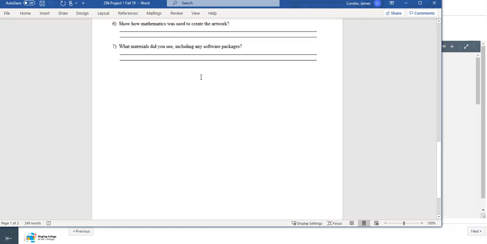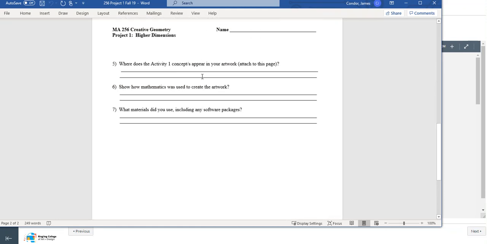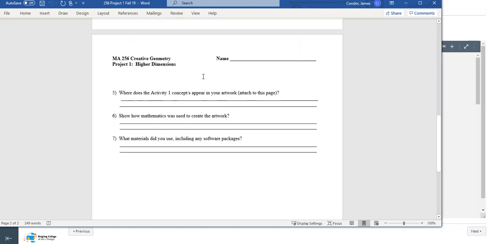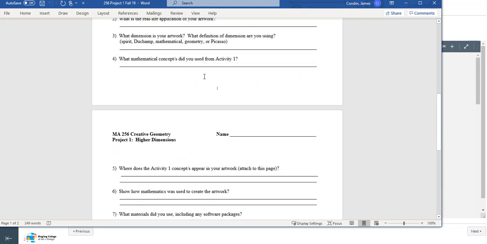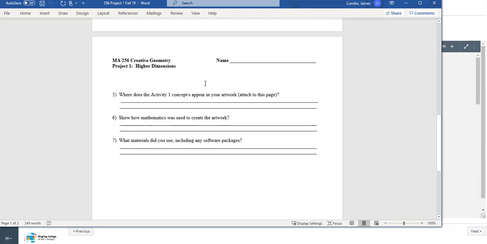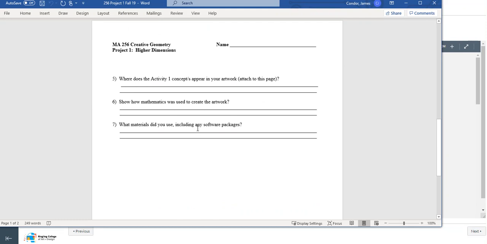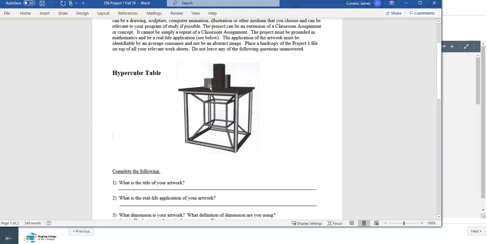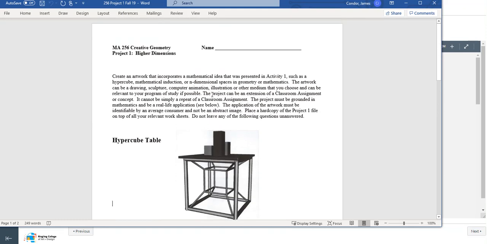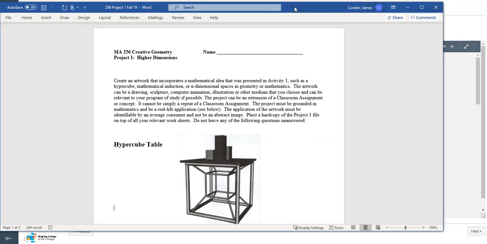So you have to answer a few questions, so I know exactly what you were thinking about, where the math is, and how you created that. So it's pretty fun. I think a lot of people really like all of the projects. Some people don't like all of them. That's okay. Again, we're all different.